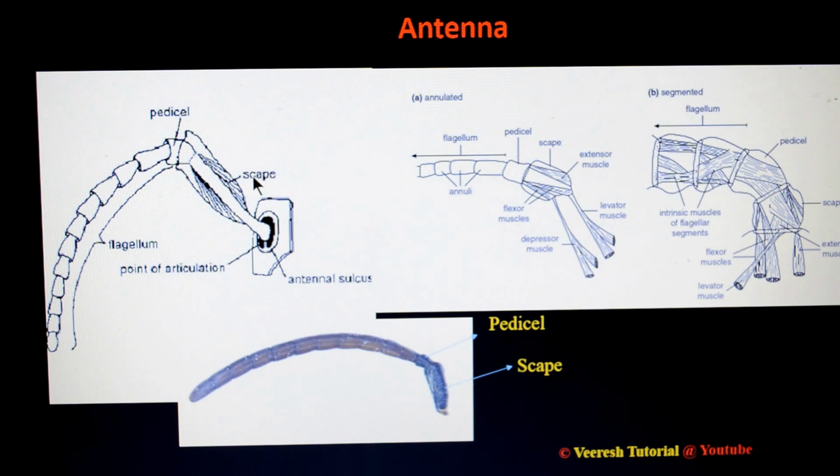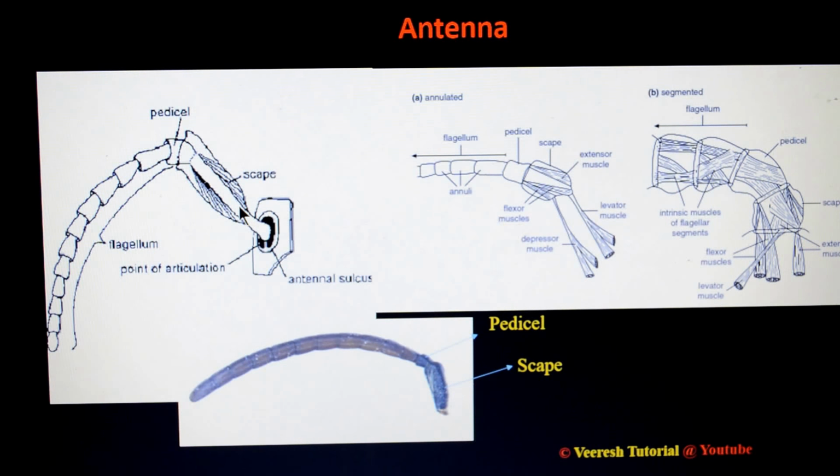One is the scape, the basal one, which is larger than the succeeding segments, and second one is the pedicel, and third one is the flagellum. And this antenna is articulated with the head with the help of a membrane called antennifer. The antennifer helps in movement of the antenna. So usually the base of the antenna is articulated with the head. This area is called antennal socket, and it is connected by the membrane called antennifer.